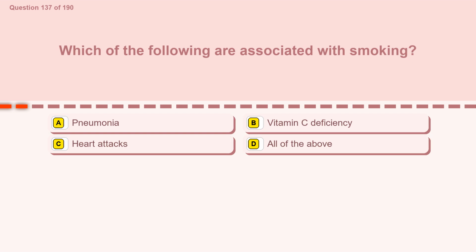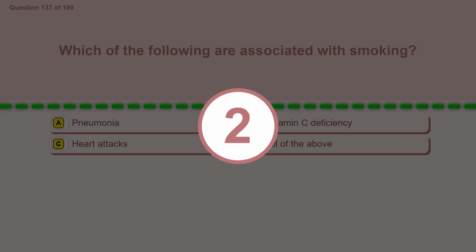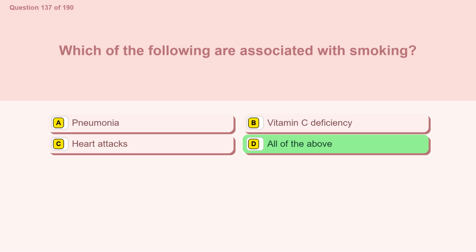Question 137. Which of the following are associated with smoking? Option A, pneumonia. Option B, a vitamin C deficiency. Option C, heart attacks. Option D, all of the above. The correct answer is option D, all of the above.